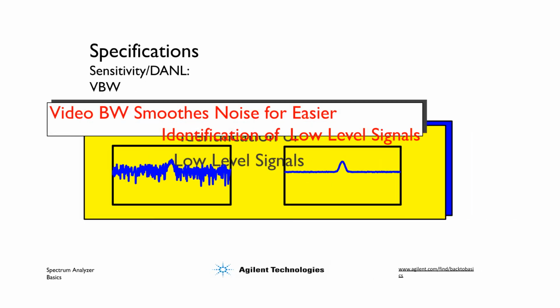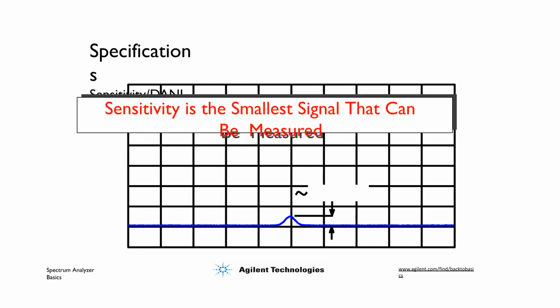The video bandwidth, VBW, is used to smooth noise. This is critical for easier identification of low-level signals that might otherwise be hidden by the fluctuating noise floor. Sensitivity is defined as the smallest signal that can be measured. This point is reached when the signal amplitude is equal to the noise floor, often determined by the 2.2 decibels difference between signal and noise.